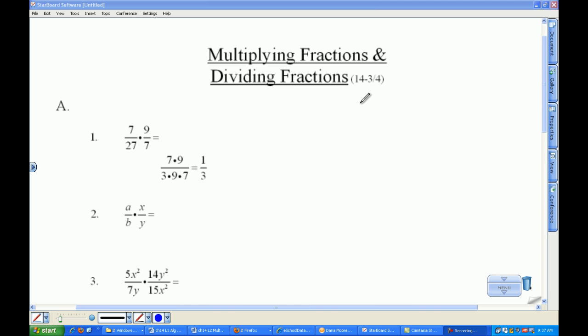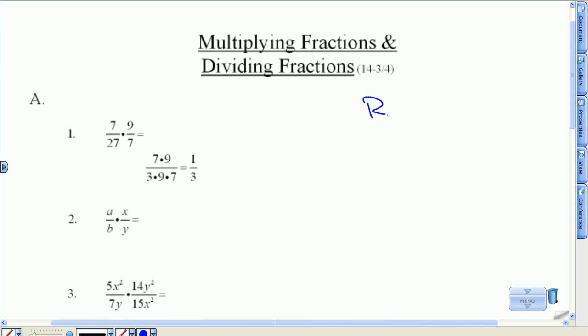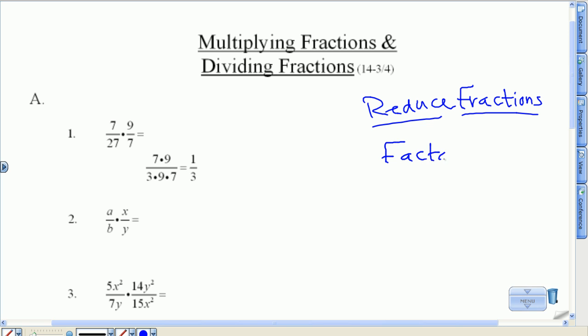Yesterday we reduced fractions. When you want to reduce fractions, let's come up with a way to help us remember that. When we reduce fractions, there's basically two steps. Step 1 is going to be to factor, and step 2 will be to cancel. Anything you can cancel out of the top and bottom. We can remember that as FC, F for factor, C for cancel. We'll use that same kind of idea here with multiplying and dividing fractions.